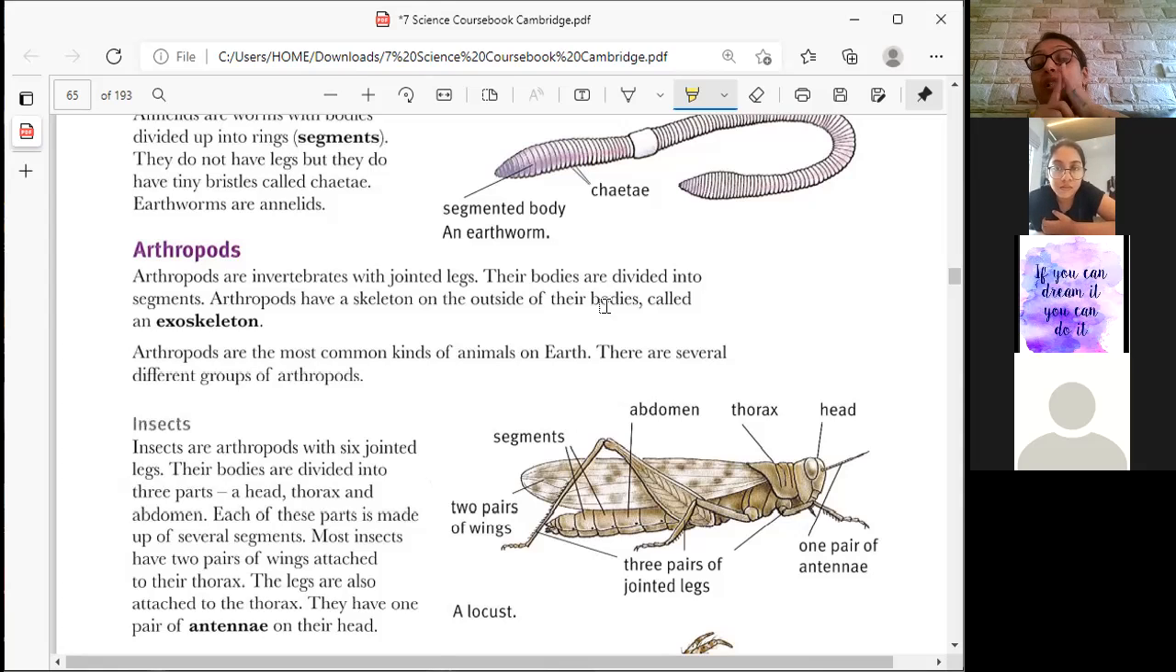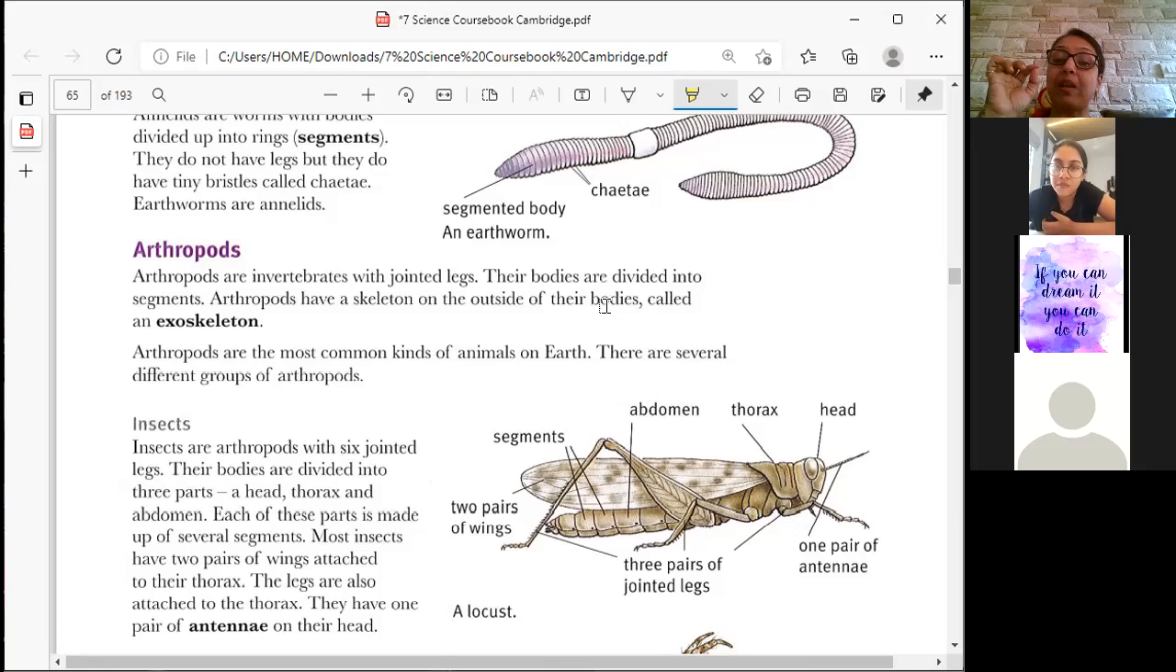So firstly, what is the first thing that we learned? Molluscs. Second thing, Annelida or annelids. The third is Arthropoda, which means arthropods. You getting me right? And now in arthropods, we are learning subdivision, and the first subdivision of arthropods is insects. Insects are arthropods with 6 joint legs.